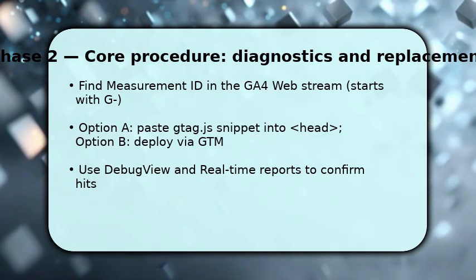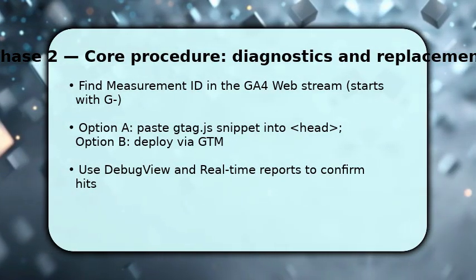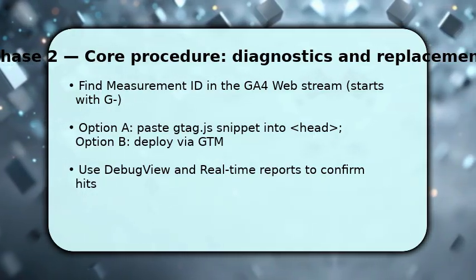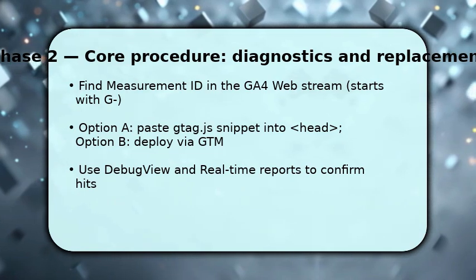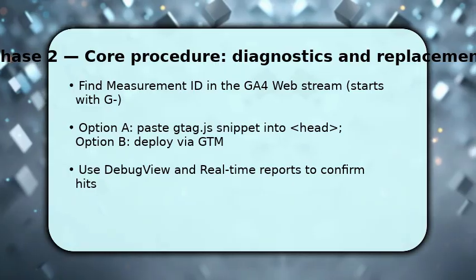Alternatively, use Google Tag Manager for cleaner management. Create a GA4 configuration tag and publish. Once done, open Debug View and real-time reports to confirm hits. This proves your tag is firing and explains why visibility matters for accurate reporting.